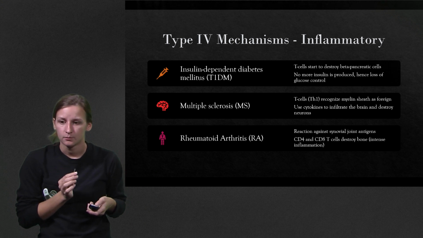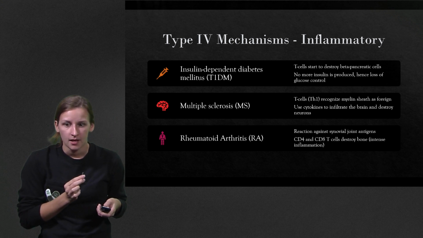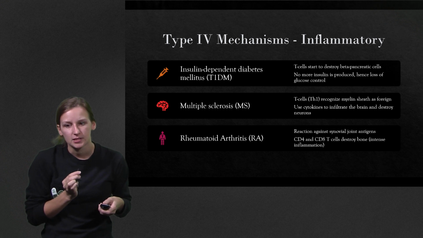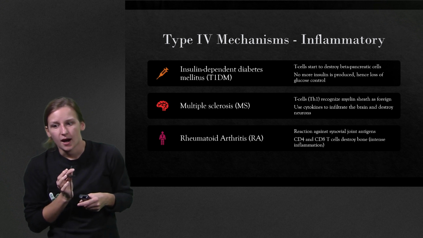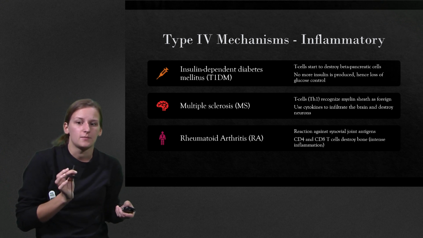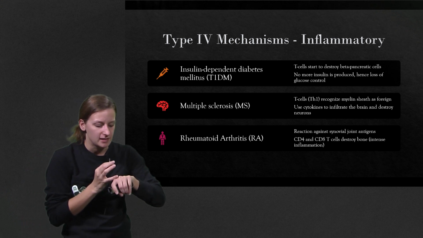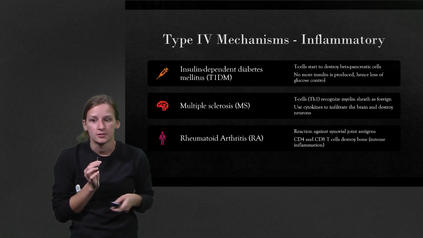And then rheumatoid arthritis is basically where your T helper cells and your cytotoxic T cells are destroying bone and joints, so you get intense inflammation, especially around little joint areas like the knuckles.